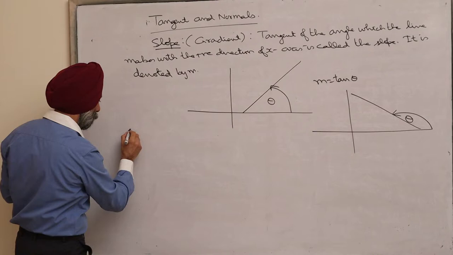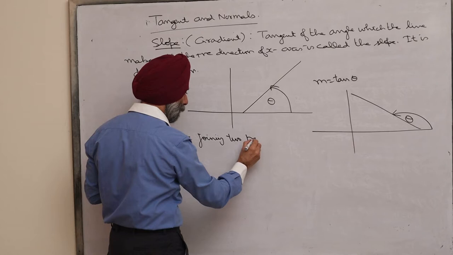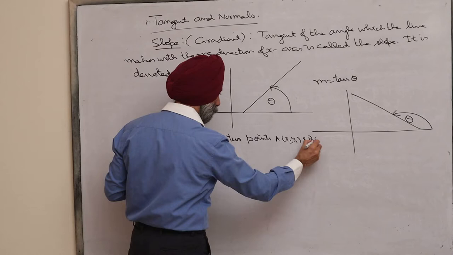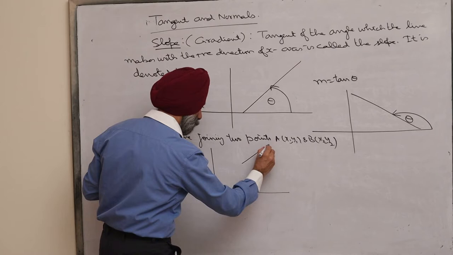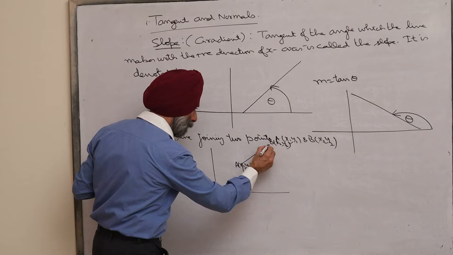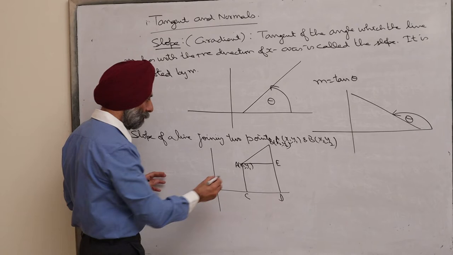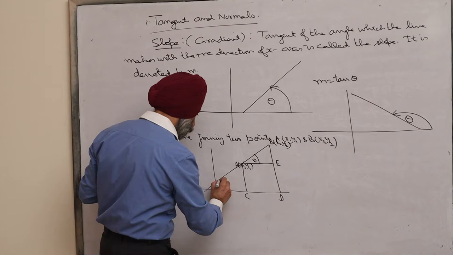Now slope of a line joining two points A (x1, y1) and B (x2, y2). You can see that these are the two points A (x1, y1) and B (x2, y2). Now from here you draw perpendiculars to the x-axis. Say the feet of the perpendiculars are C and D. From A you draw perpendicular to the BD. So you can see here, let's say this angle is theta, then this angle is also theta, so that means slope is tan theta.